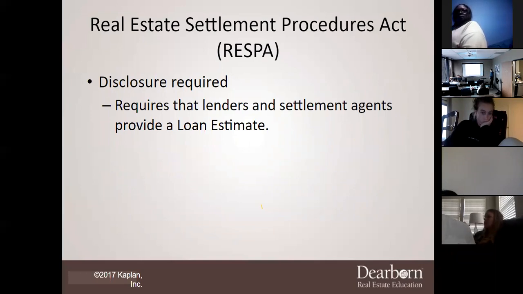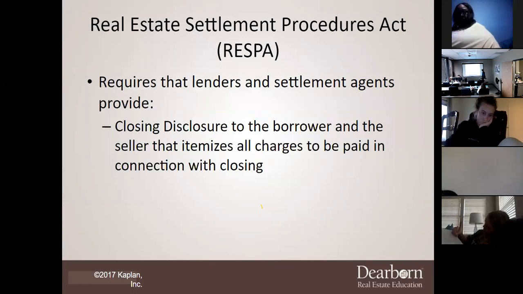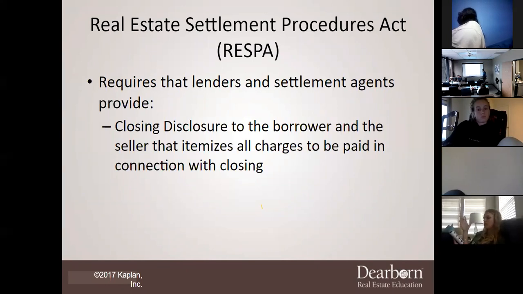Disclosure is required, of course, and that requires the lenders and settlement agents to provide a loan estimate, and the loan estimate will be after the application is filed. And RESPA also requires that lenders and settlement agents provide a closing disclosure to the borrower and the seller that itemizes all charges to be paid in connection with closing. So even if the money was paid up front, it must be included in the closing disclosure. So any credits that they've already paid must be in the closing disclosure as well.